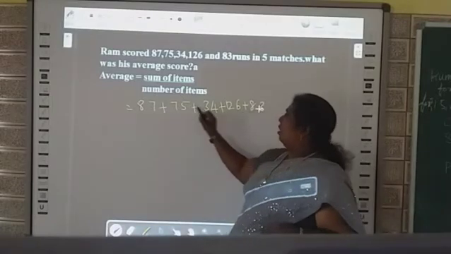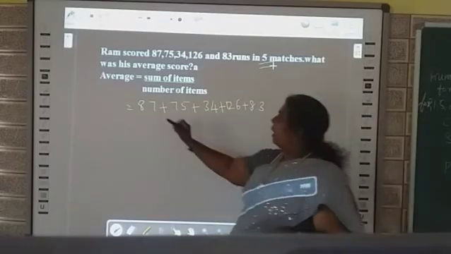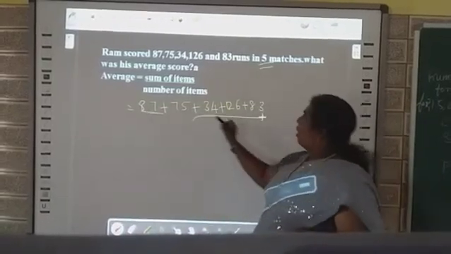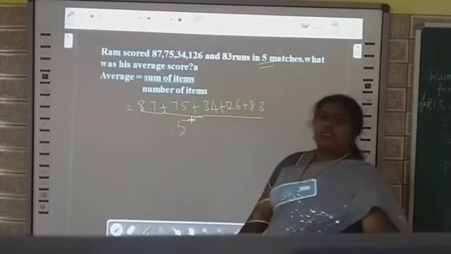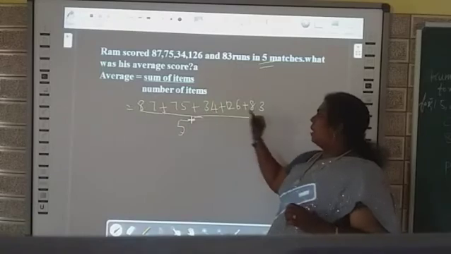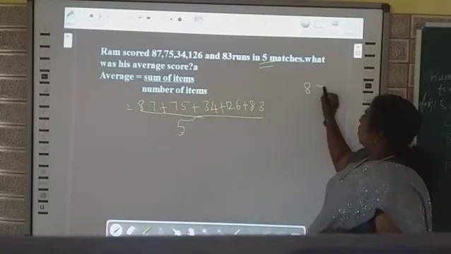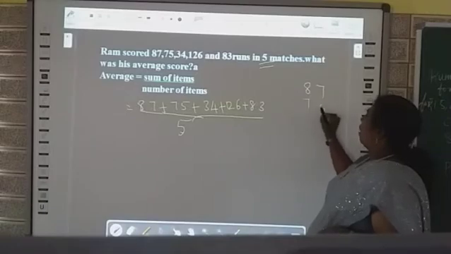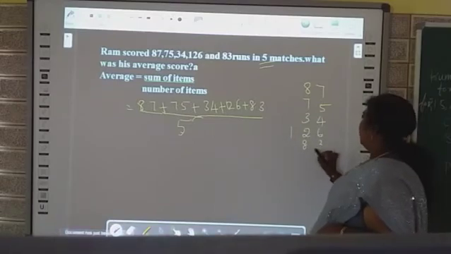So 1, 2, 3, 4, 5, right? How many matches? 5 matches. Okay, divided by number of items. Number of items is 5. How many matches? 5 matches, right? So first you have to add these values. Okay, if you add 87, 75, 34, 126, 83.